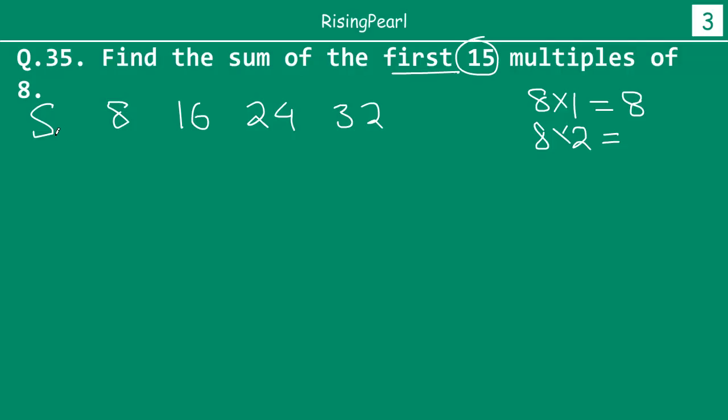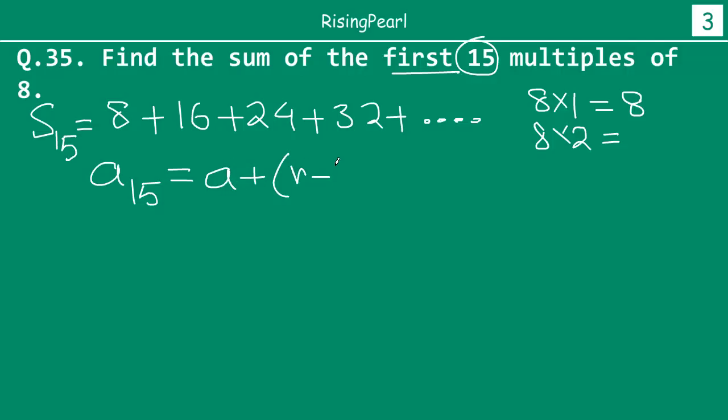So S15 will be this plus this plus this. We don't know what the last term is. So I just wanted to show you maybe one other way. In the last question, we solved it in one particular way. The other thing you could have done is you could have said, well, let's find out the 15th term, or let's find out the last term. So in the previous question, we wanted to find out the sum of first 40 terms. So here it is 15 terms. So why don't we find out the 15th term? So the 15th term will be A plus N minus 1 times D, correct?